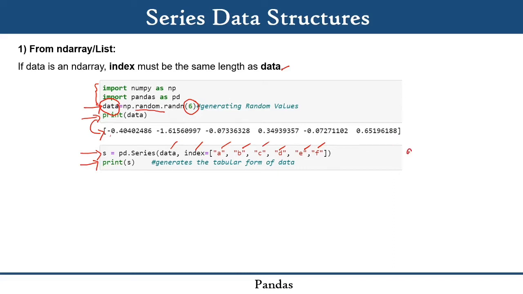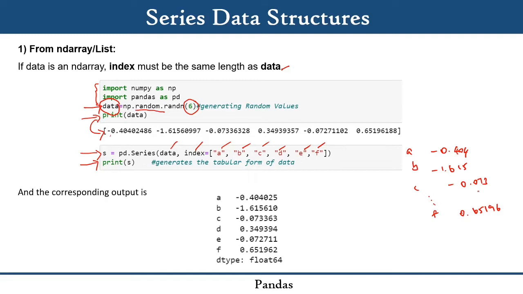So let us assume label A with data minus 0.404. Let us consider for B minus 1.615, for C minus 0.076. Similarly for F, we have 0.65196. So this is the way we can create a series data structure using ndarray or list. So after executing this statement, we can get the output in this form. And we can check the same in Jupyter.